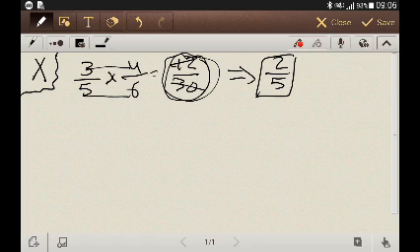12 and 30 are both divisible by 6, so I need to divide them by 6 to get the final answer.